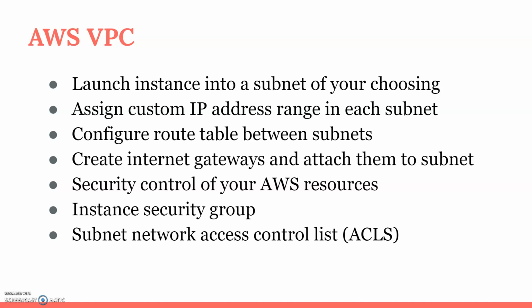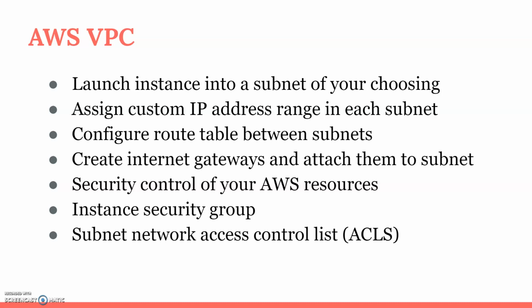You can configure a route table between the different subnets for communication between subnets, create an internet gateway and attach it to the subnet. You can create the internet gateway, and for a specific subnet you can map your subnet to the internet gateway for making the traffic global.